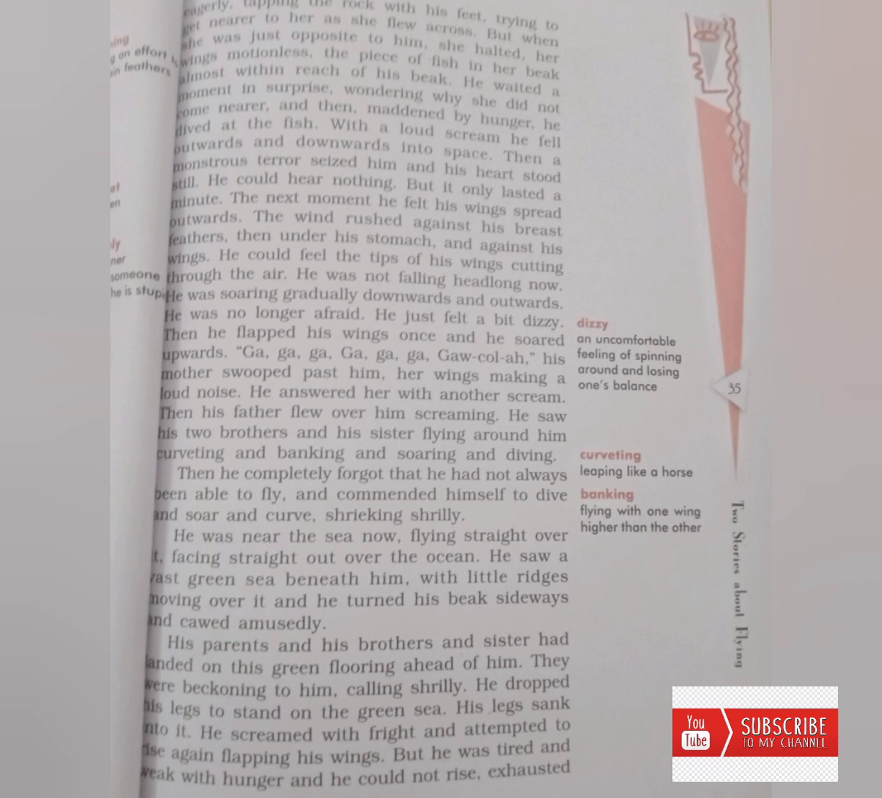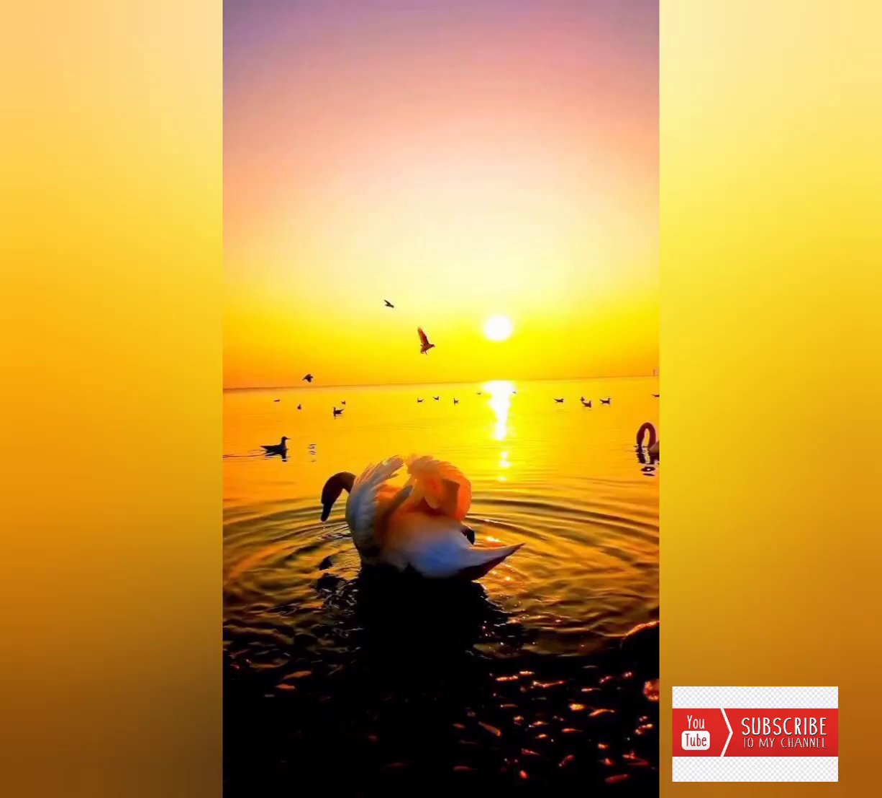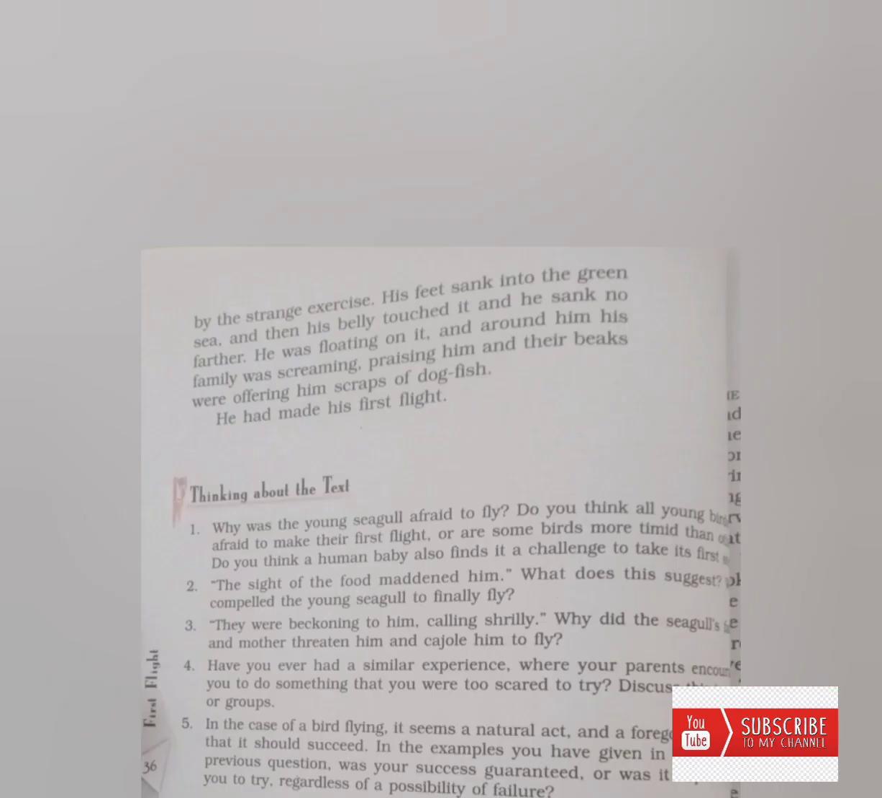As it started flying, as it didn't eat anything for the last 24 hours, now it suddenly came and fell down on the green surface. It's nothing but an ocean, and it felt that it is getting sunk into it, and his legs sank into it, and he screamed with fright, which means fear, and attempted to rise again, flapping his wings. But he was already tired, so it may not be able to rise again.